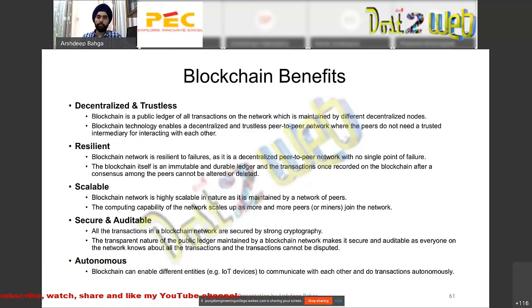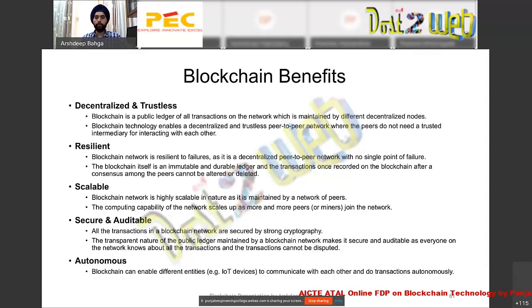So to summarize, what are the benefits of blockchain? Blockchain is a decentralized and trustless network. So it establishes trust within a set of untrusting entities. Blockchain networks are resilient to failures. Since it is fully decentralized and peer-to-peer in nature, there is no single point of failure. Blockchain networks are scalable. As more and more peers join the network, it becomes more scalable. The computing capacity of the network scales up.